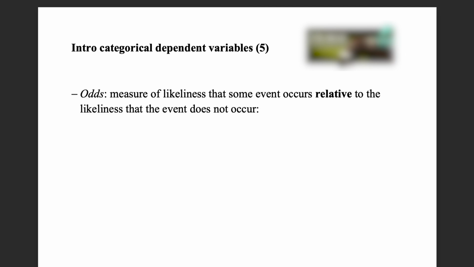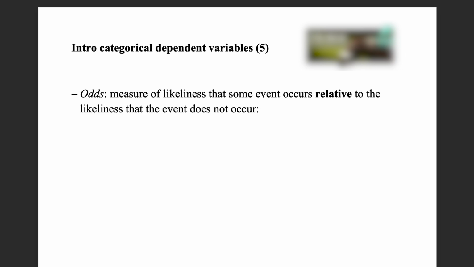Now let's talk about something that those of you that are really into betting know a lot about already. Odds, because betting often talks about not probabilities, but it talks about odds. So what are odds? Odds are also a measure of likeliness, but they are a relative measure of likeliness. So it is a measure of how likely is it that some event that we're interested in occurs relative to how likely is it that that event does not occur. Or in other words, how likely is it that something happens relative to how unlikely is it that something happens.